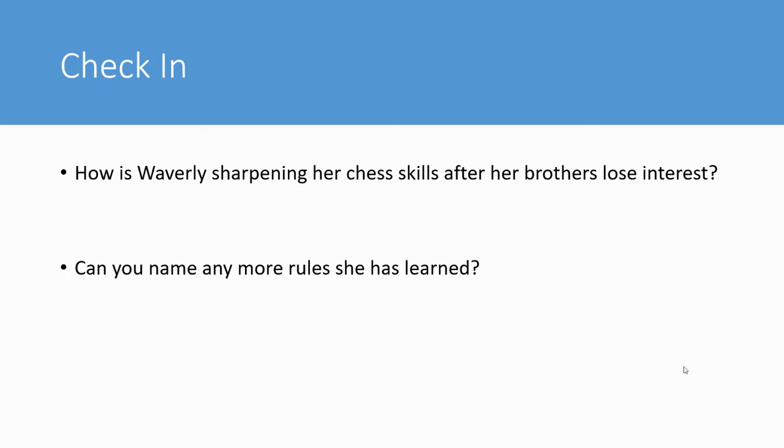So we know that she was able to keep sharpening her chess skills even after her brothers lose interest in hanging out with her, by going to the playgrounds and getting this man to play with her. And she starts to learn more rules about the actual game of chess and actually some like etiquette rules for playing with others.